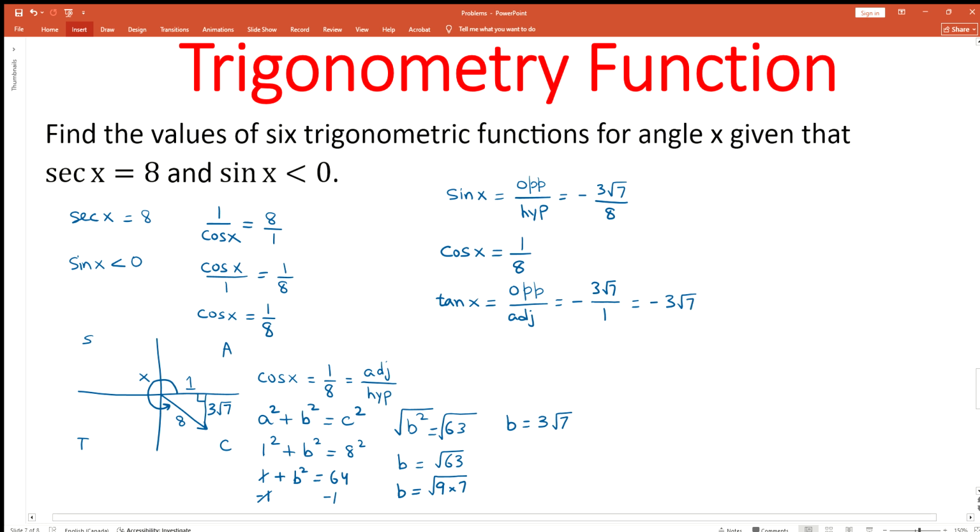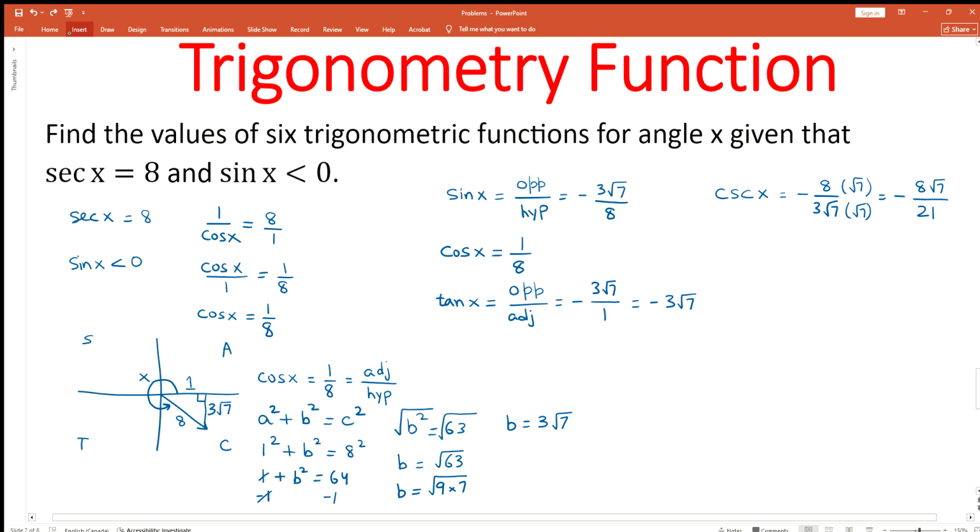Next, we can find the values of the reciprocal ratios. The reciprocal ratio for sine is cosecant. We should just flip the value we got for sine. Cosecant x is equal to negative 8 over 3 square root 7. We can rationalize this fraction by multiplying the numerator and the denominator by square root 7. I get negative 8 square root 7 over 21. Because square root 7 times square root 7 is equal to 7 and 3 times 7 is 21.